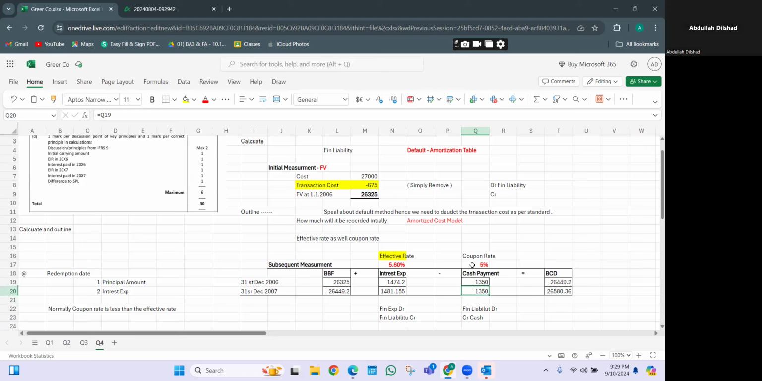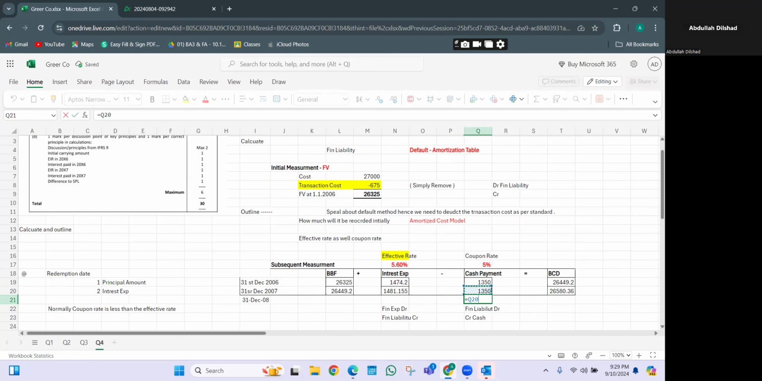The same amount will be carried forward for every financial year until you repay that loan with the capital as well as the interest; this 1,350 will remain the same. For example, if they wanted you to calculate for 31st December 2008, simply copy paste this. You will just be getting a free mark.